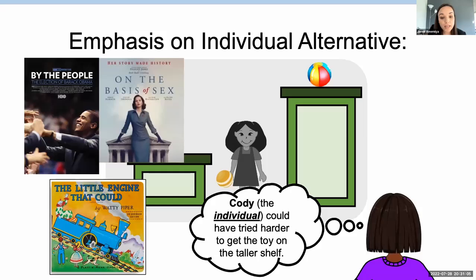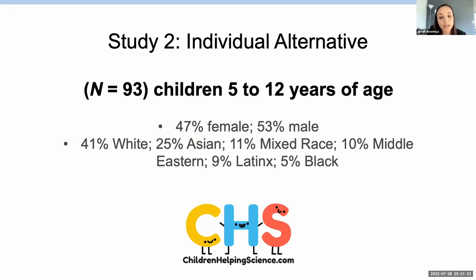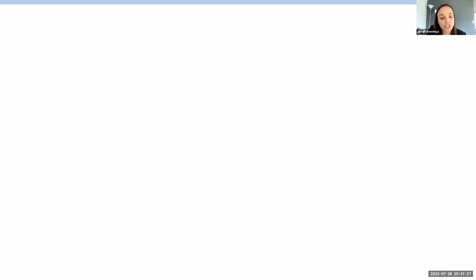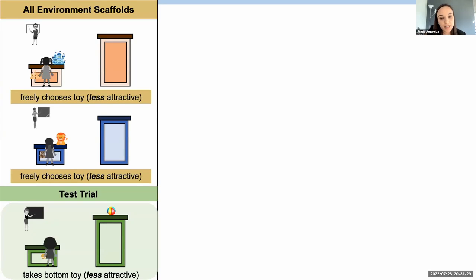For example, we have movies celebrating individuals who break societal barriers, overcoming racial and gender discrimination. And we ask here, could emphasizing examples of persistence in the face of constraints affect how children reason about those who do not overcome their constraints? And so like study 1, we included children 5 to 12 years of age. So our baseline condition was an all environment scaffolds condition. So the toy the final actor Cody selected was less attractive, and the actors before did not experience constraints.